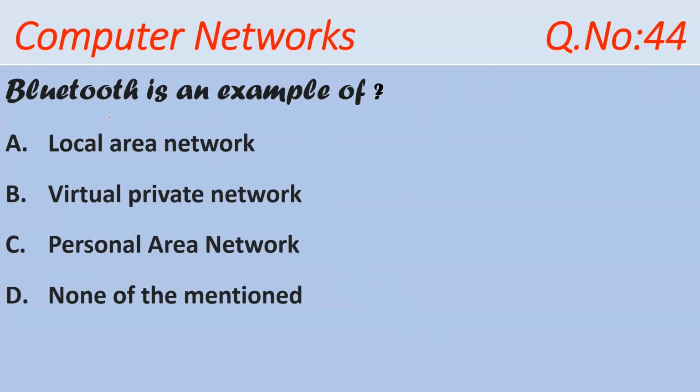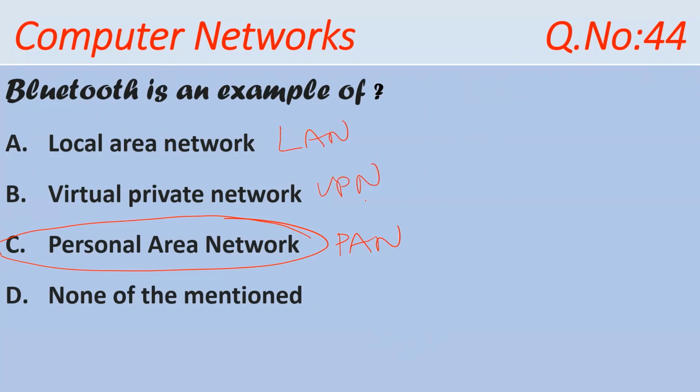So the next question is Bluetooth is an example of what? So it's an example of personal area network, which is also considered to be PAN. So this is LAN and this is VPN. Okay. So which is an example of personal area network.